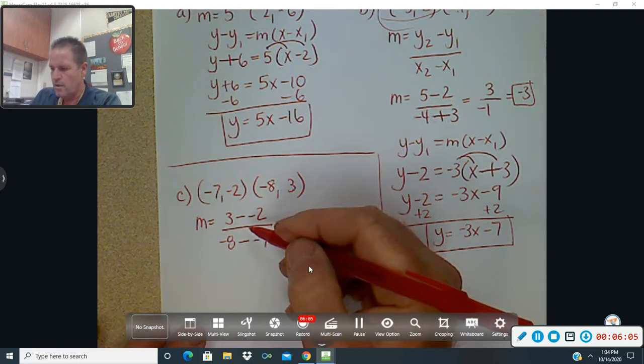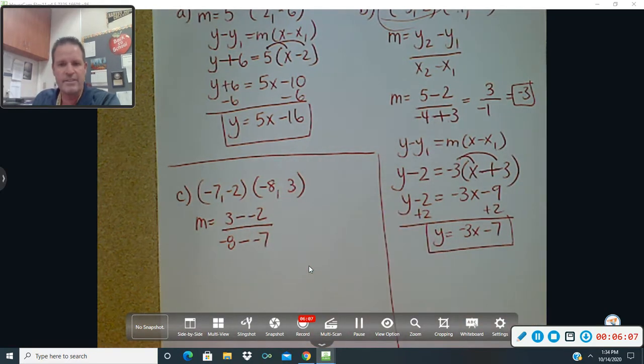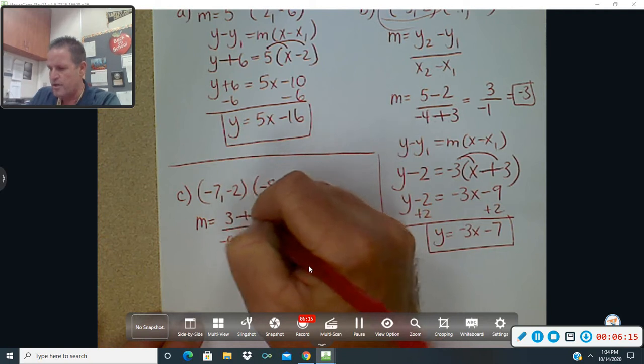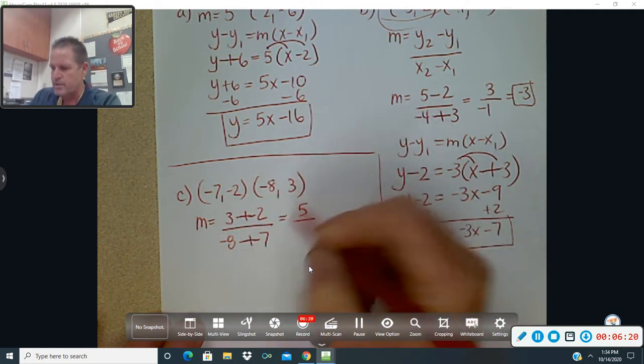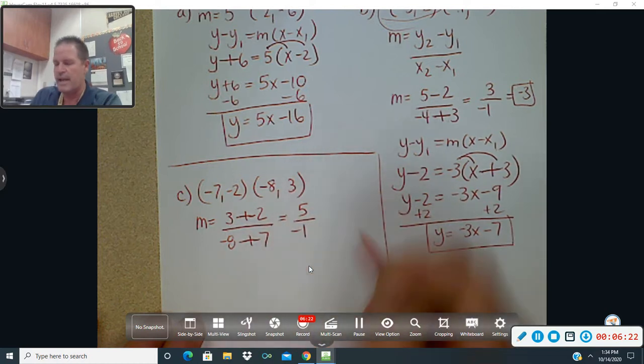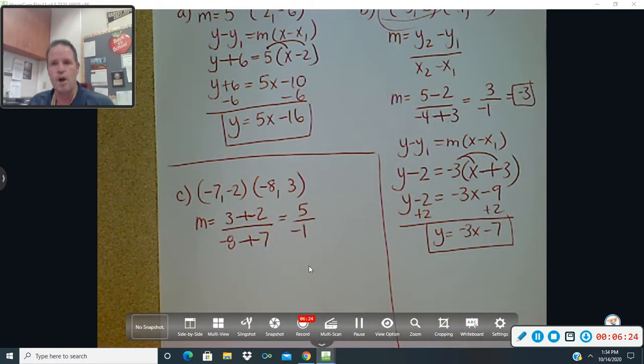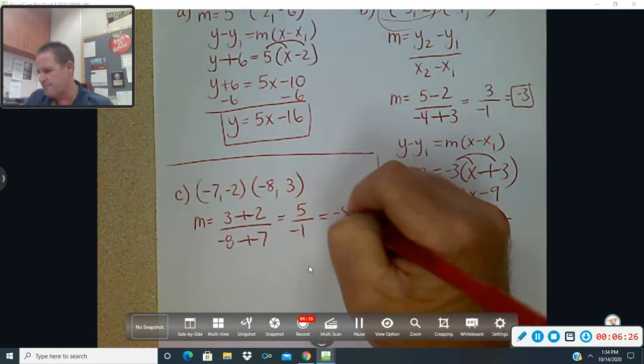Okay, so let's see, I didn't end up with a fraction one here. I must have copied that wrong. Oh well, let's keep going. I'll do another one with a fraction. That's okay. So minus minus here is going to turn to plus, and you get 5. Minus minus here is going to turn into plus, and we're going to get negative 1. So my slope is negative 5.